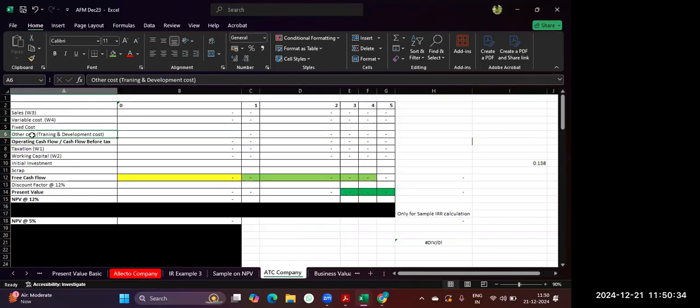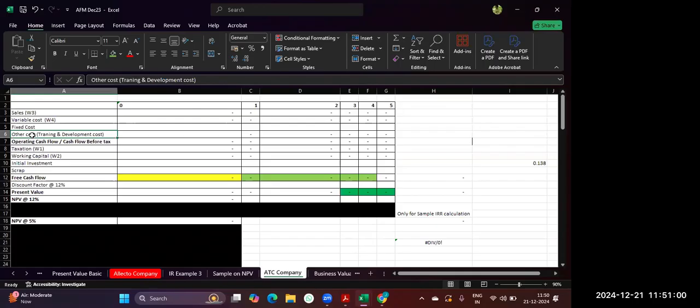Why I always add a line as other cost is because sometimes the examiner gives you an additional cost over and above fixed and variable. So it should not happen that our pro forma and calculation change. We can leave it blank. We will not lose any marks for that. So it is always better to have a space with us. Okay?